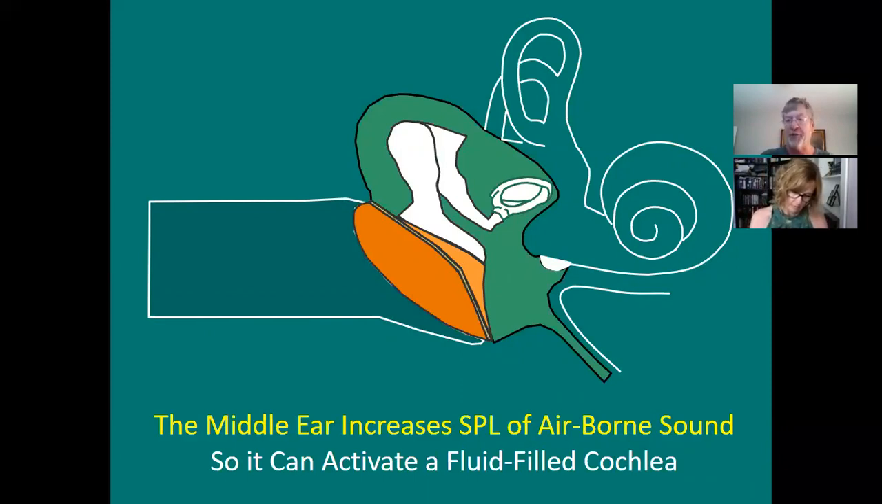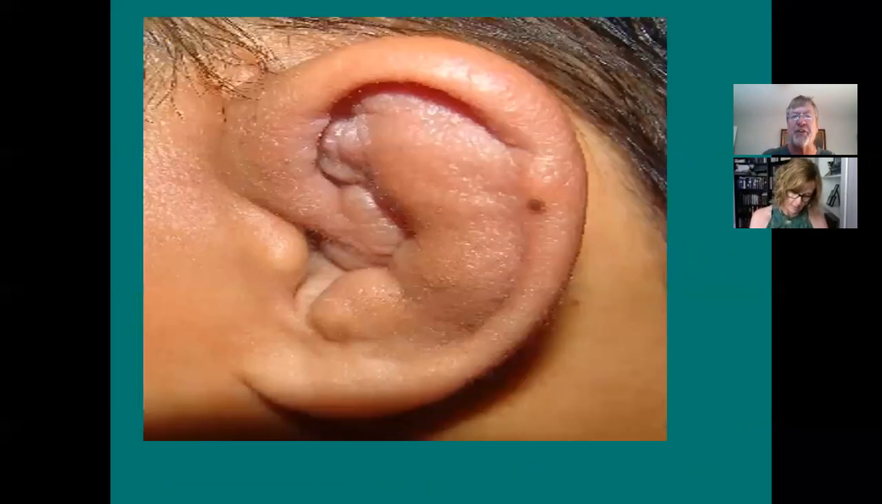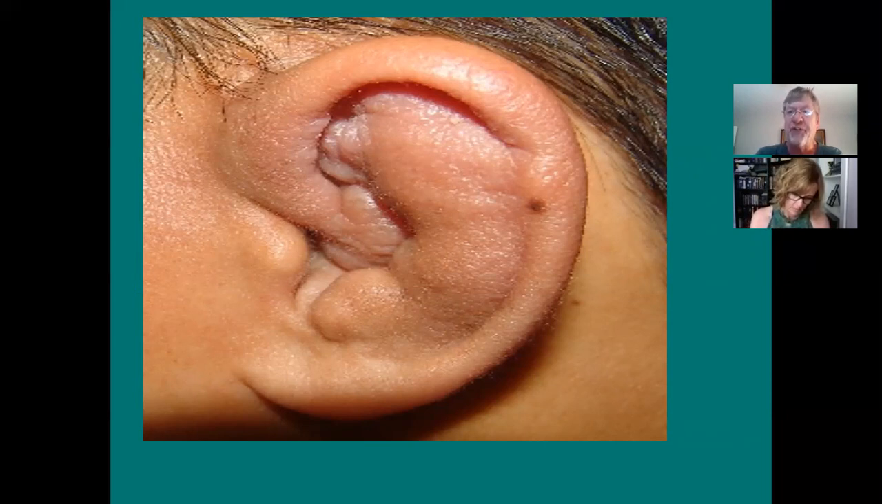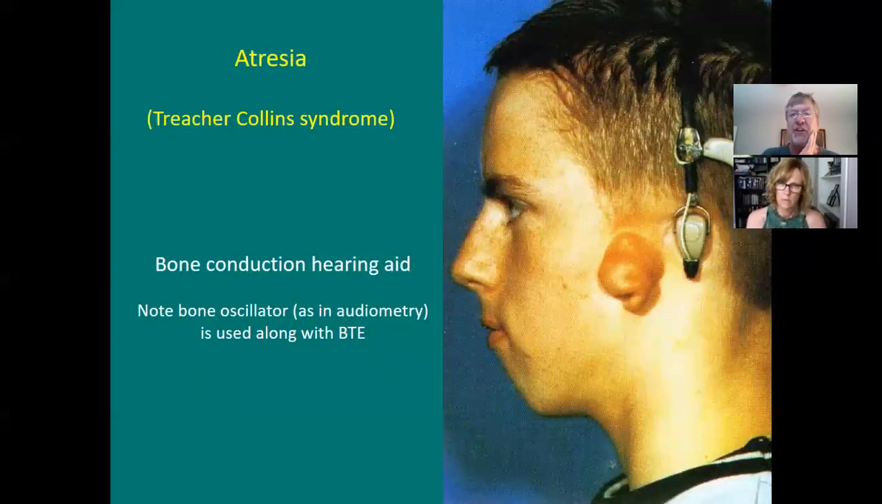Atresia. Now, atresia, let's see if I've got a picture of atresia. Here's atresia. Okay? This person has no outer ear canal. You can see that. That happens in some pathologies. It's genetic. It also happens with a pathology called Treacher Collins syndrome. T-R-E-A-C-H-E-R, Treacher Collins syndrome. These children look a little different.